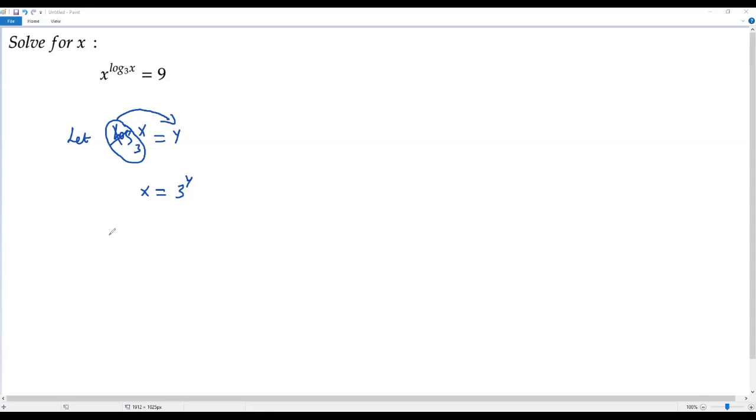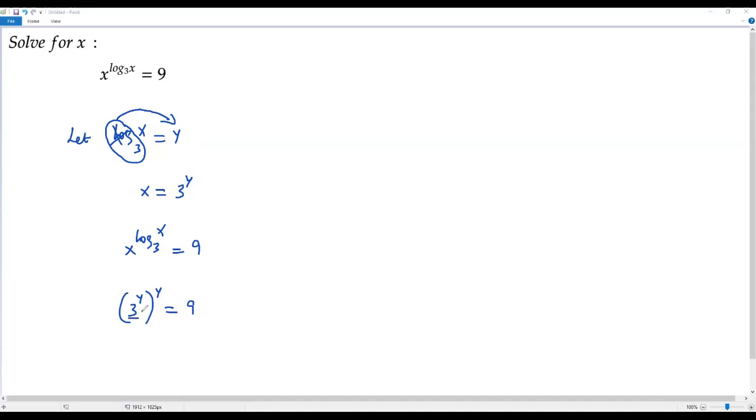Now let me go to the equation over here. There is x to the power of log x to the base 3 equals 9. Let me write the equation over here: x to the power of log x to the base 3 equals 9. Now we can plug in 3 to the y-th power for x, because 3 to the y-th power equals x. And for this log x to the base 3, we can plug in y, because that's the variable we assigned. So I get (3 to the y)to the power y equals 9.